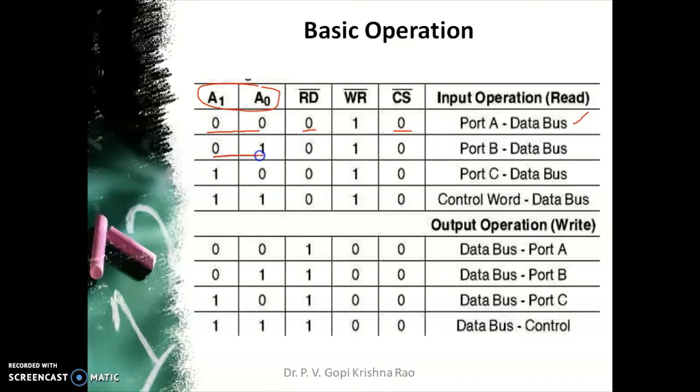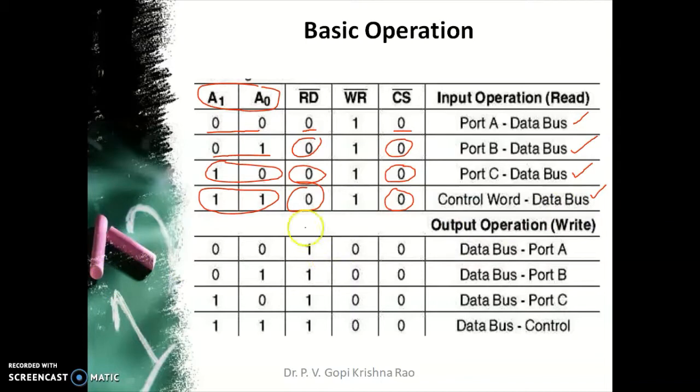Similarly, when the combination is 01, the read signal is 0 and the chip select is enabled, you are performing a read operation on port B on the data bus. When it is 10, the read signal is activated, the chip select is activated, you are reading from port C on the data bus. When the address is 1 and 1, the read signal is activated and the chip select is also activated. You are actually reading the status of 8255.